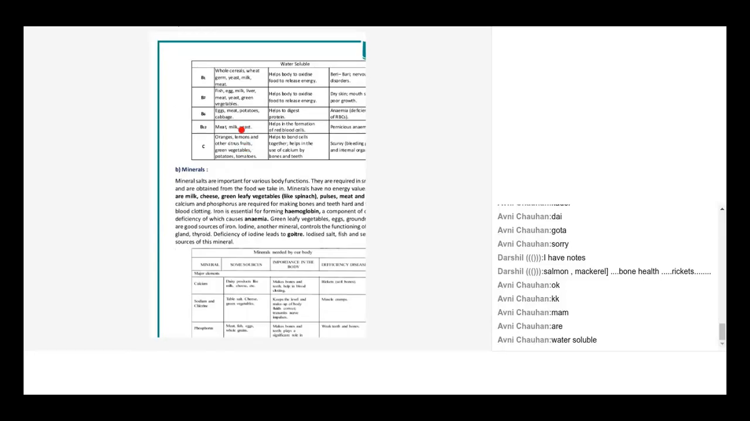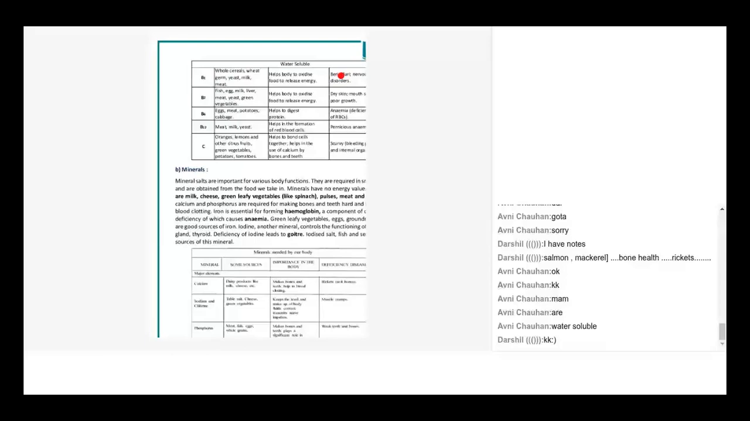Okay. Now, we go back to vitamin B1. We did not study the deficiencies. B1 deficiency would cause beriberi. Beriberi is a deficiency of vitamin B1. If you do not have whole cereals, yeast, milk, wheat germ, you will have beriberi. What is beriberi? You will have a lot of pain in your hands and legs. Your legs and hands will be swollen.